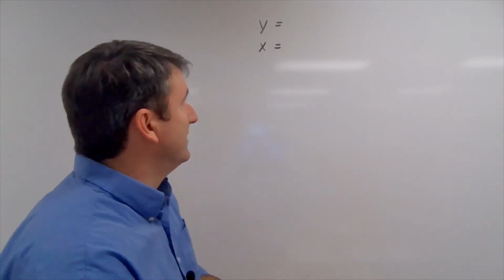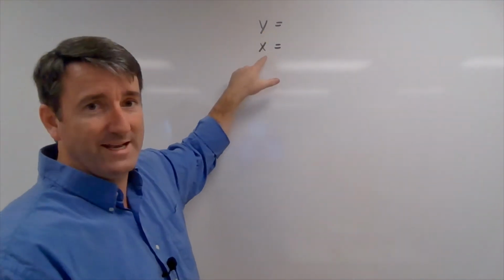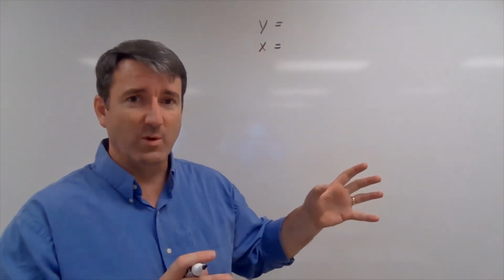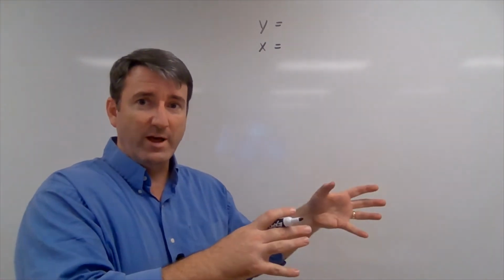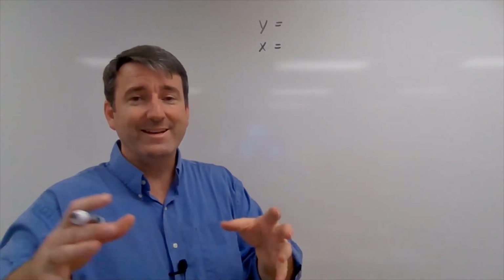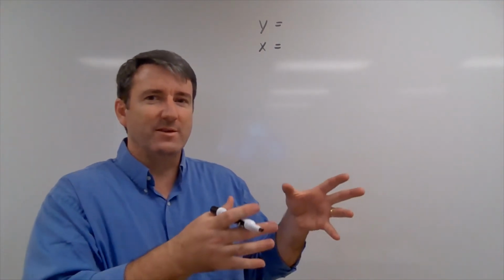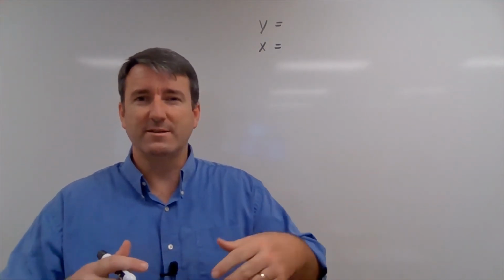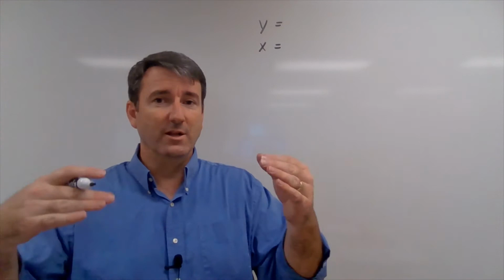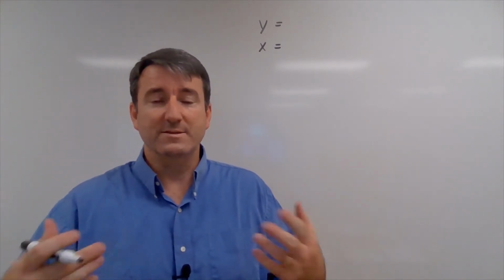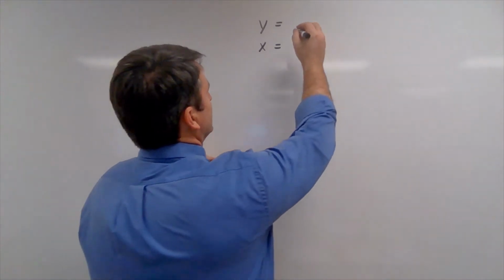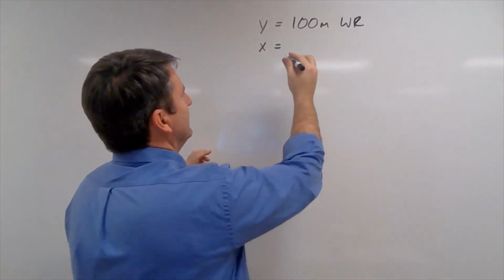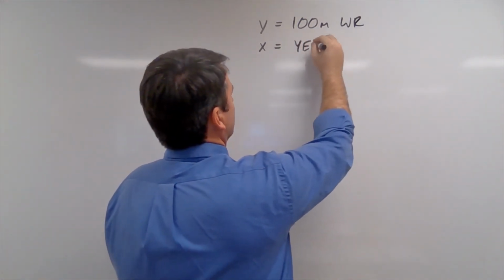So the first thing that I want to do is define my dependent and independent variables. The two quantities that we're working with here are the men's 100-meter world record time and the year. And it seems that the world record time depends on the year, because the more years that pass, the lower the world record time is becoming. So our dependent variable is going to be the 100-meter world record time. And the independent variable will be the year.